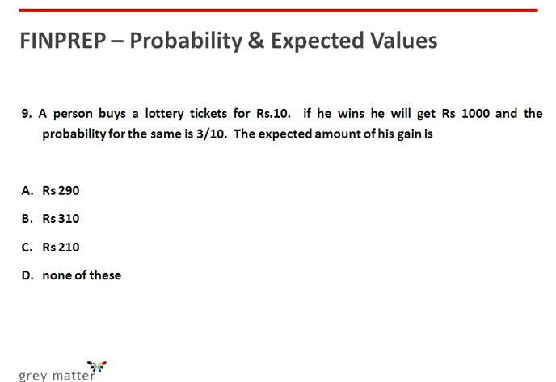Ninth question, a person buys a lottery ticket for rupees 10. If he wins, he will get rupees 1000, and the probability for the same is 3 by 10. We need to calculate the expected amount of his gain.